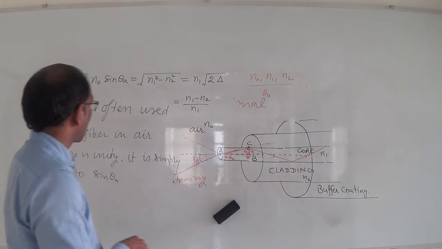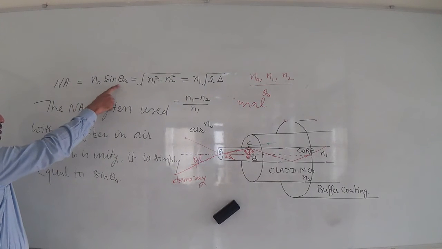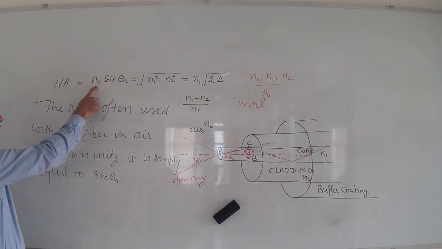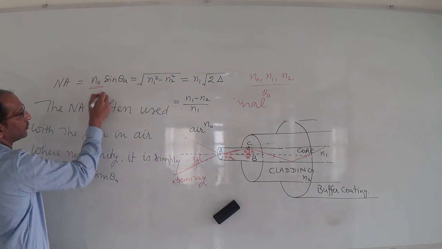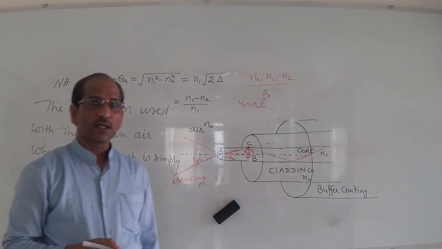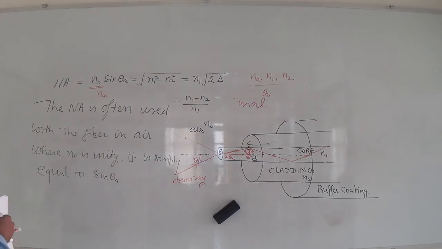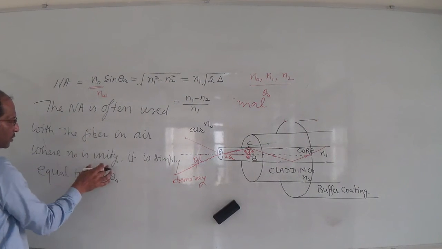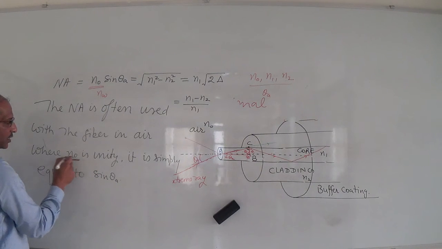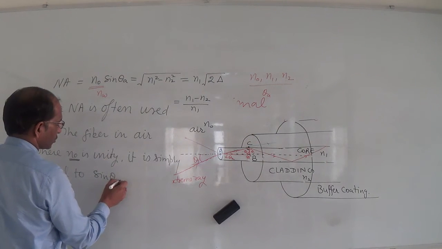So then the formula for the numerical aperture will be nw sin theta e. So instead of n naught, one has to write nw, where nw is the refractive index of the water. Now, as I defined here, the numerical aperture is often used with the fiber in air, where n naught, the refractive index of the air, is 1, so it is simply equal to sin theta e.